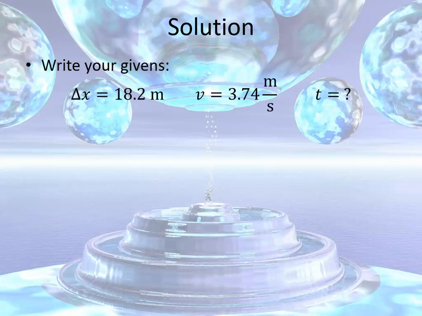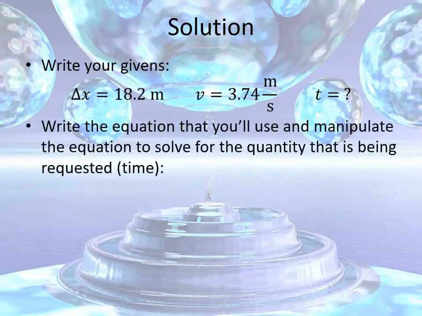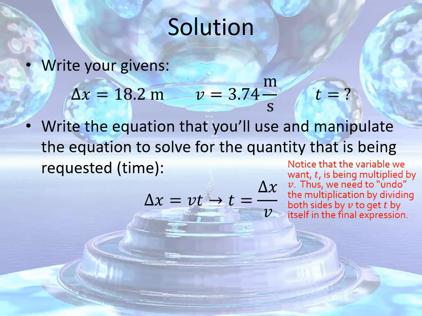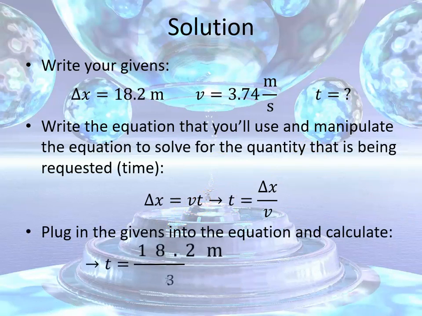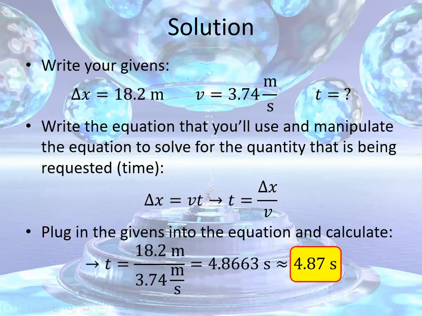Well, we write out our givens, just like before. We have our delta x, we have our v. So write the equation that you're going to use. Well, that's delta x equals v times t. But here we're being asked to solve for the time t. So t is equal to delta x over v. And now we plug in our givens. And also, notice that since we were trying to solve for t, we needed to divide both sides by v to undo the fact that the t was being multiplied by the v. So we plug in our numbers. We have 18.2 meters divided by 3.74 meters per second, and that gives us 4.87 seconds for that time.